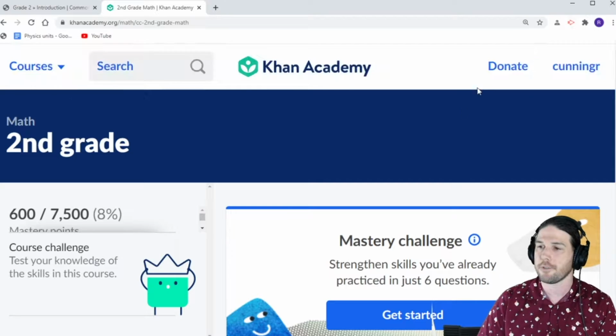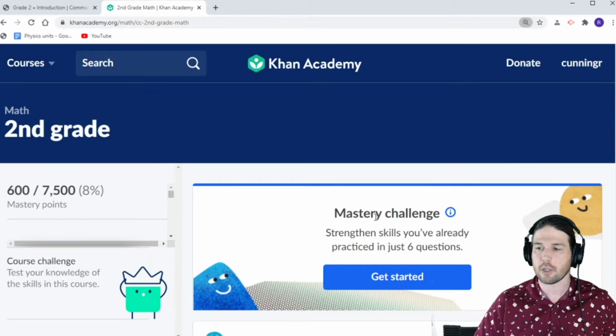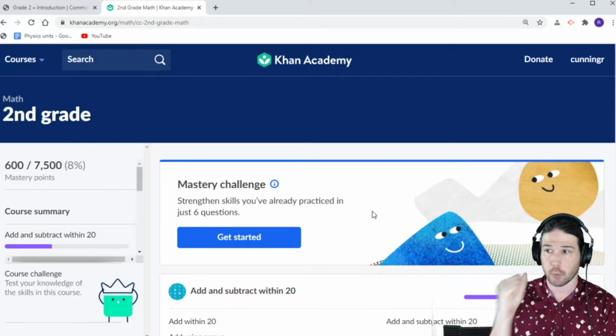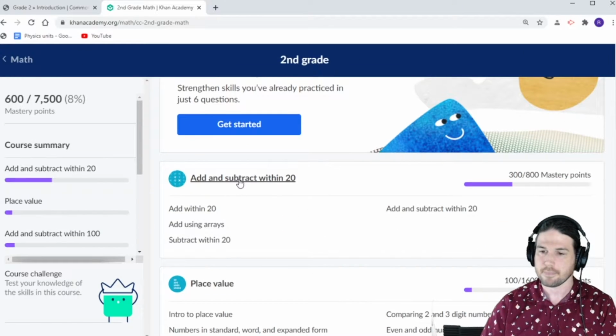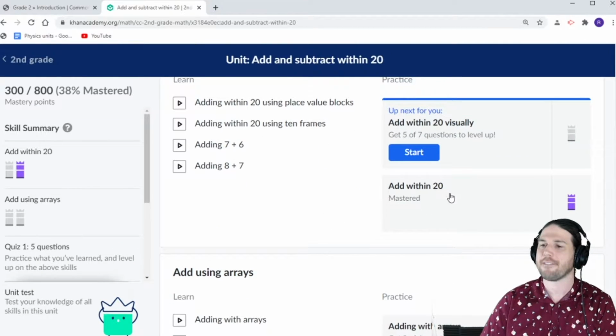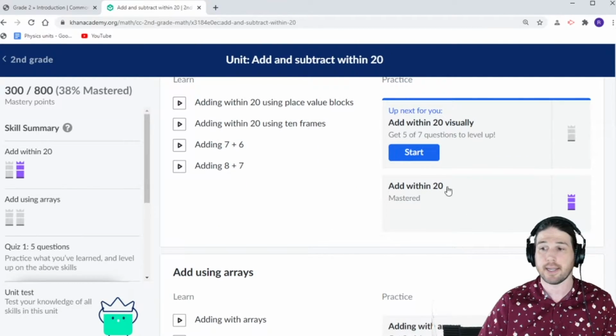Like I said, this is the first time that we're really going to start sort of getting the math train running. Choo-choo. So, add and subtract within 20. See, we don't have to add within 20 because we've already done it. I'm going to go ahead and do this add within 20 visually.